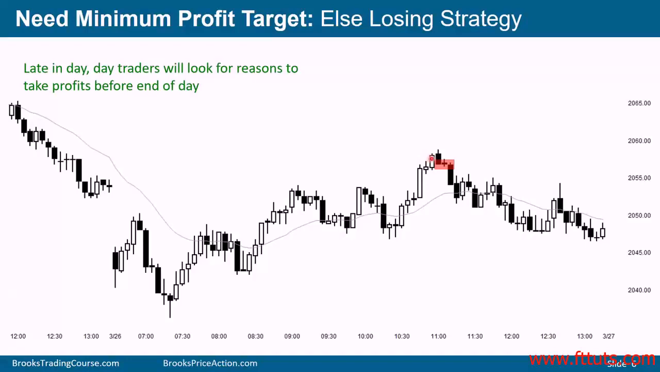We're getting late in the day. Traders will look for reasons to take profits, especially since the rally is not particularly strong.